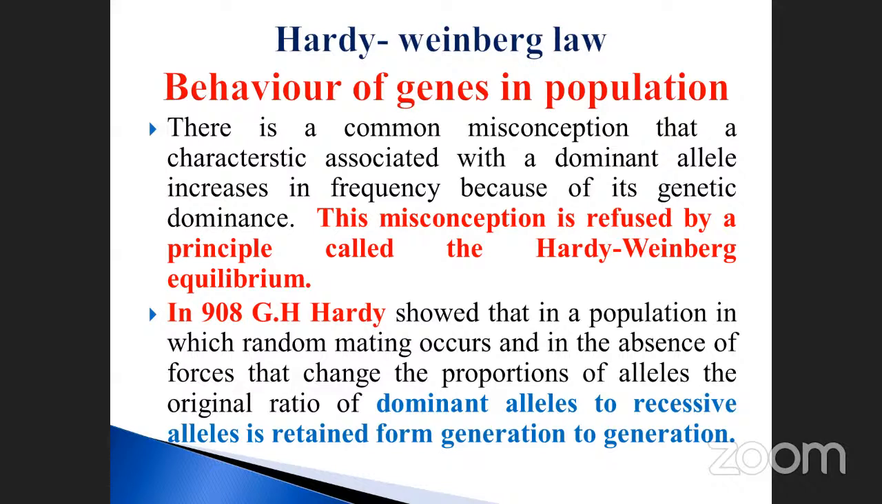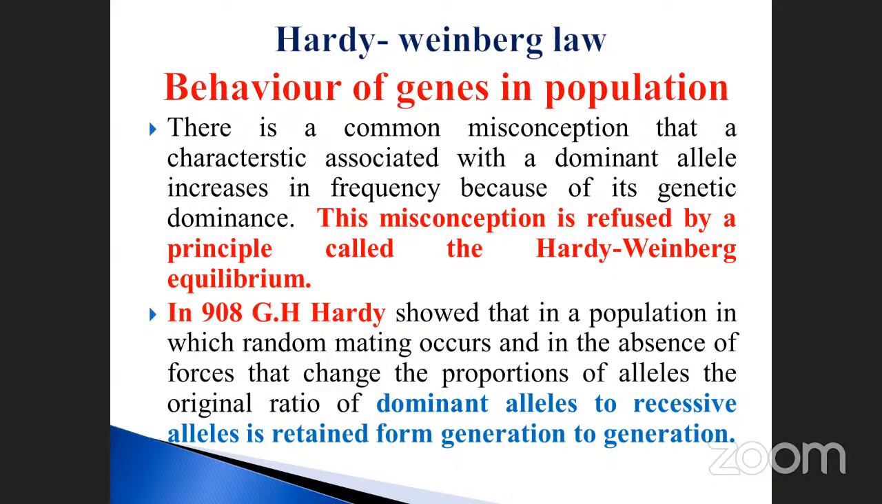Normally, in ancient ages, they would not get the correct partnership, isn't it? Random mating. So as a result, they would not understand which chromosome segregated where, and they would not come to a conclusion, because they were not aware of pedigree analysis. In the absence of forces that change the proportions of the alleles, the original ratio of dominant alleles to recessive alleles is retained from generation to generation.